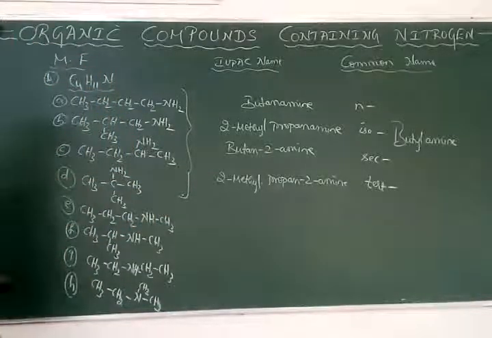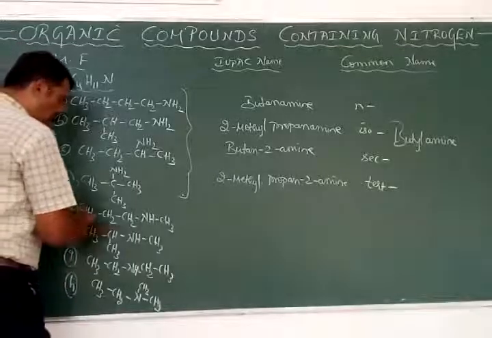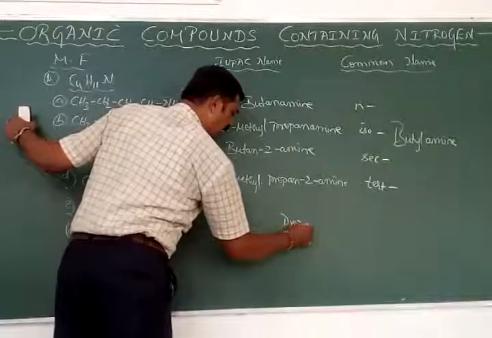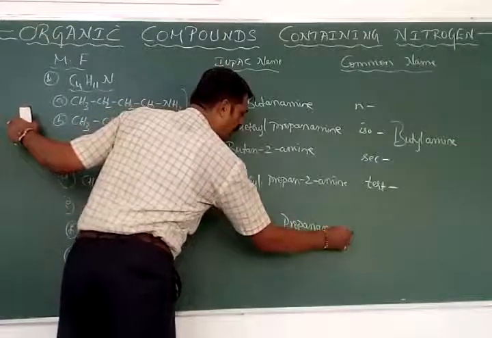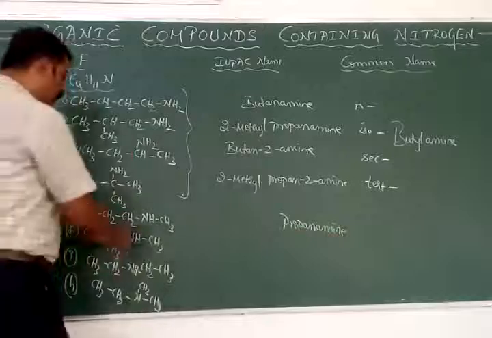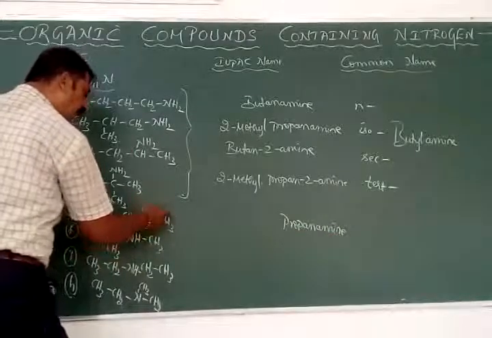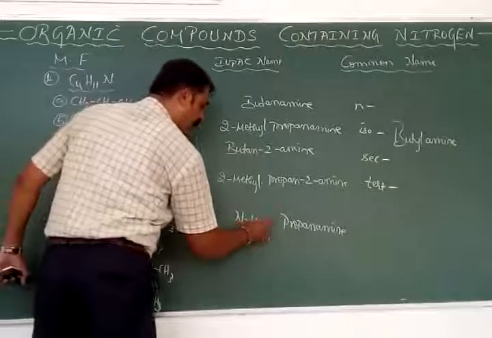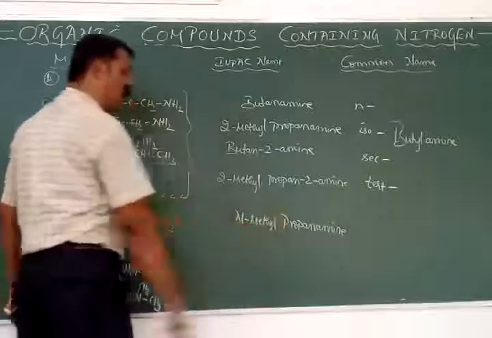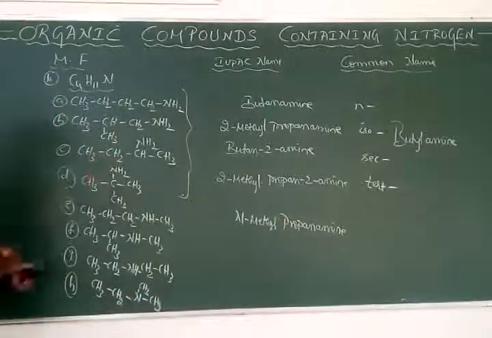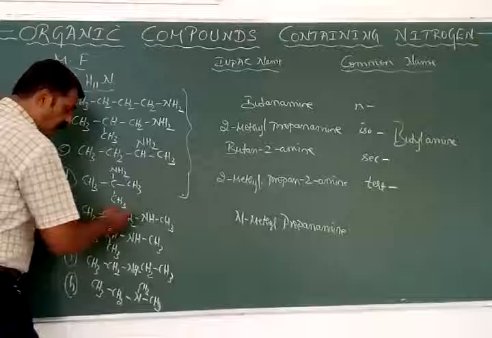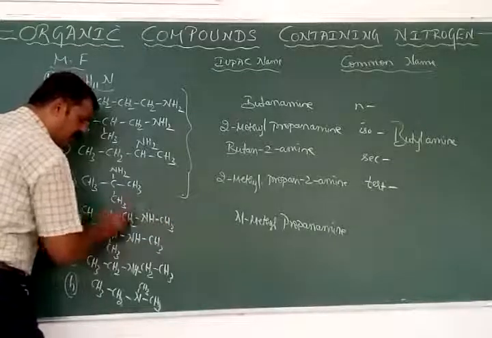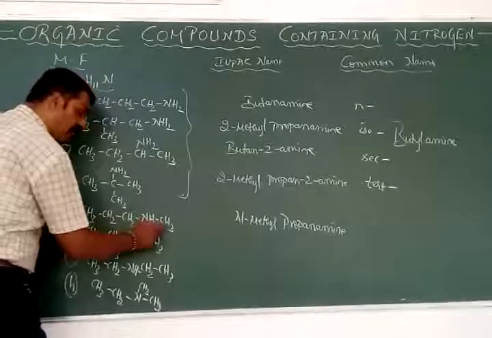Next we have the next 3. What is the root word? 1, 2, 3, which means prop. Saturated is ane, functional group is amine. Amine is at the first position. Then the substituent is methyl, but that methyl is attached not to the root word but through the nitrogen atom. Therefore it is called N-methylpropanamine. Towards the left we have propyl, towards the right we have methyl. This propyl is straight, so it is n-propyl, and here it is methyl.